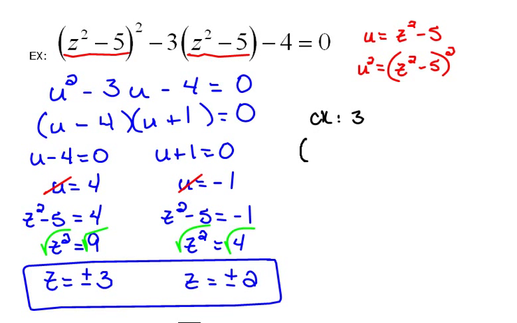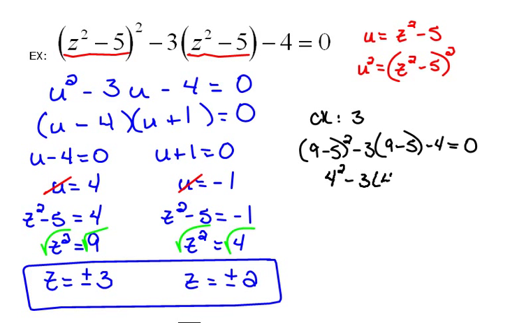If I were going to do that, that would be 3 squared is 9 minus 5 squared minus 3 times, again, 3 squared is 9 minus 5 minus 4 should equal 0. So 9 minus 5 would be 4 squared minus 3 times 4 minus 4 should equal 0. So this would be 16 minus 12 minus 4 equals 0. And 16 minus 12 is 4, minus 4 is 0.